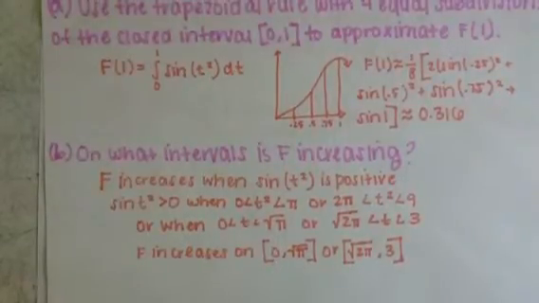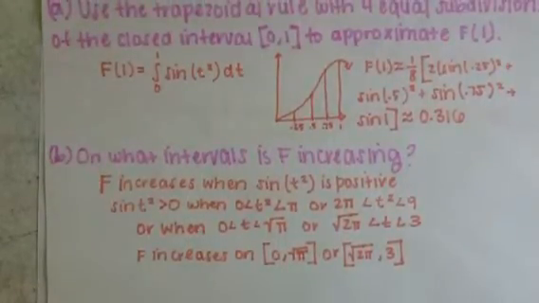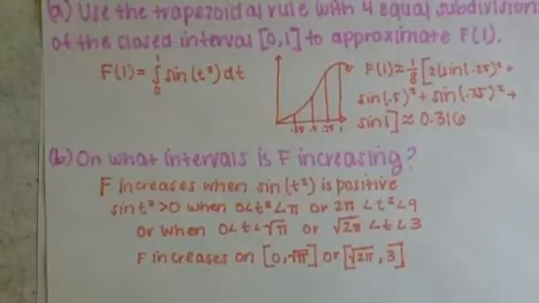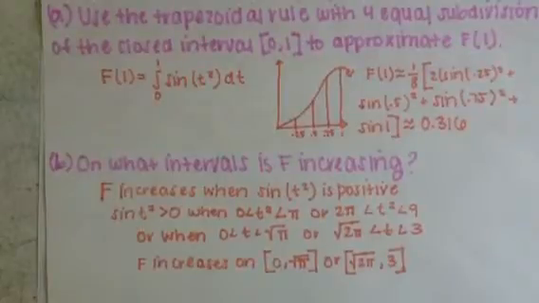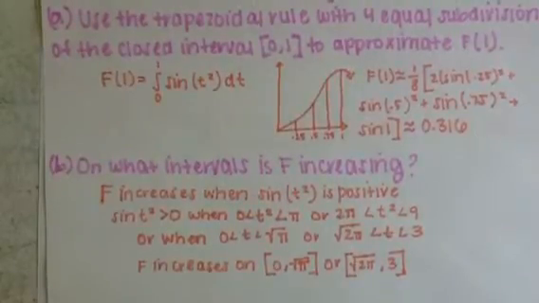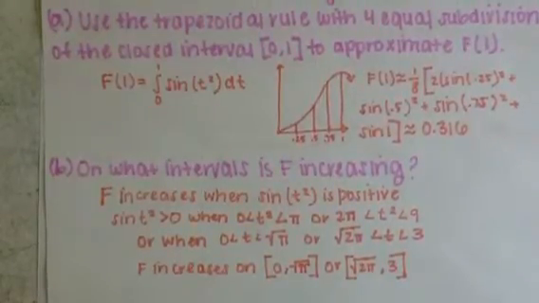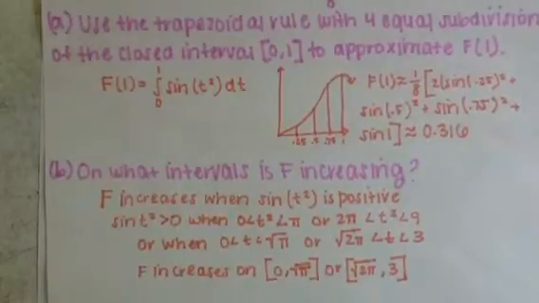B says, on what intervals is f increasing? So f is increasing when the sine of t squared is positive. So the sine of t squared is greater than 0 when t squared is between 0 and pi, or when it is between 2 pi and 9.